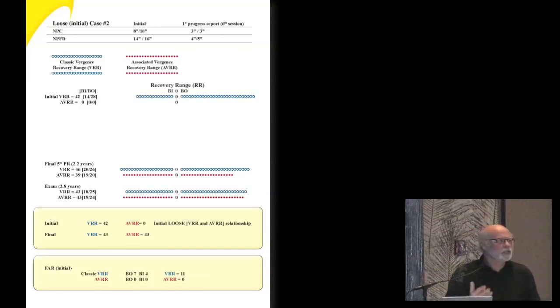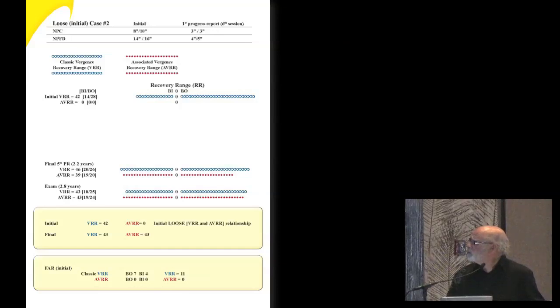Case 2, loose relationship. Near point of convergence, 8 inches over 10 inches. Within the first progress report, 3/3 inches. Near point of fixation disparity breaking at 14 inches, recovery at 16. First progress report, 4/5 inches.